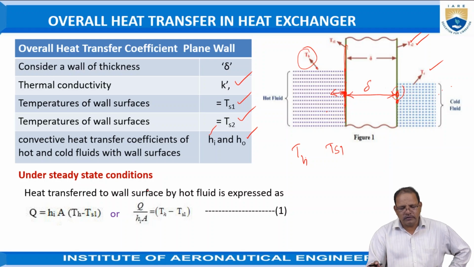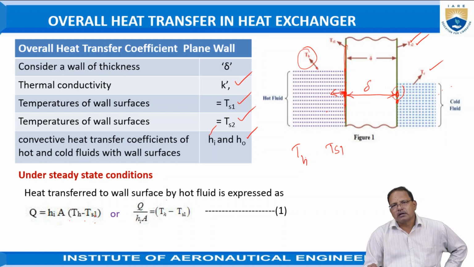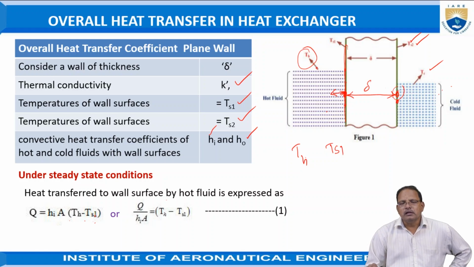So heat transfer from the hot fluid to the wall surface is expressed as Q is equal to Hi into A into TH minus TS1. It is by the convection process, where Hi is representing the coefficient of convective heat transfer from the hot fluid to the inner surface of the wall. From this relation we get Q divided by Hi A is equal to TH minus TS1. Assume this is equation number 1.